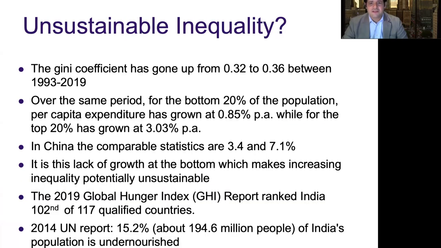So do we see some unsustainable inequality? I talked a little bit about this already. The Gini coefficient went up from 0.32 to 0.36. But if we put this in a global perspective, that's not necessarily a very bad value. So we could say inequality in India is maybe not as bad as I portrayed it here. And that's true, at the moment it is not as bad. But we do find extreme poverty. That's the one thing which is really problematic.